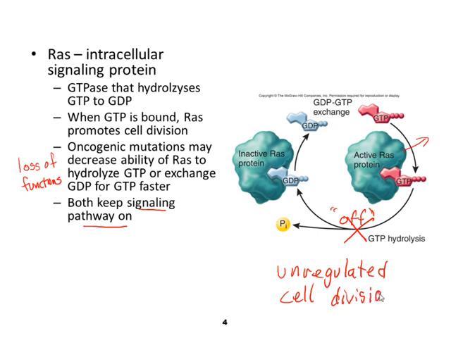This is really one of the first genes. There are many, many more that have been characterized. I think there's about 400 genes that are involved in the progression of cancer. But RAS is one of the first to be well characterized and well documented. It's been well studied.